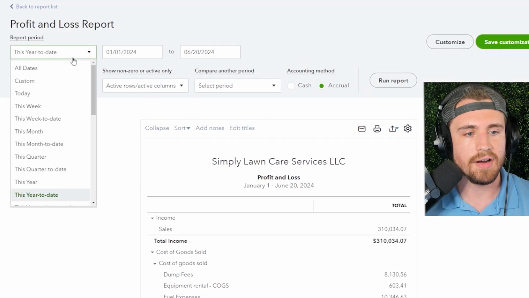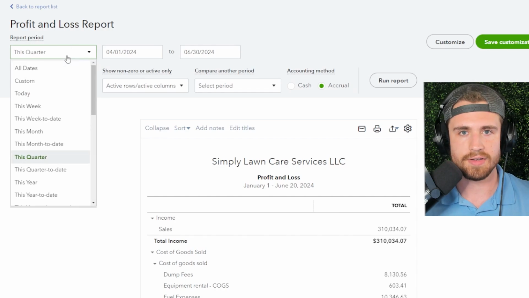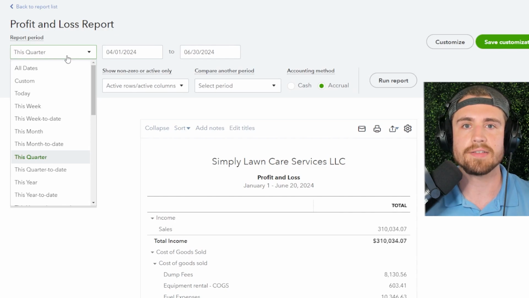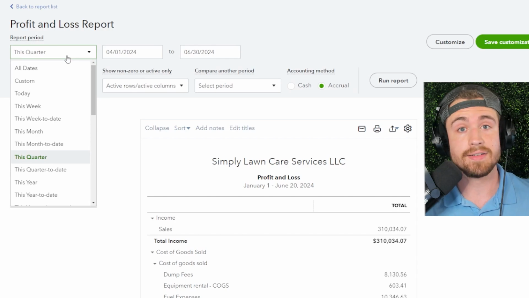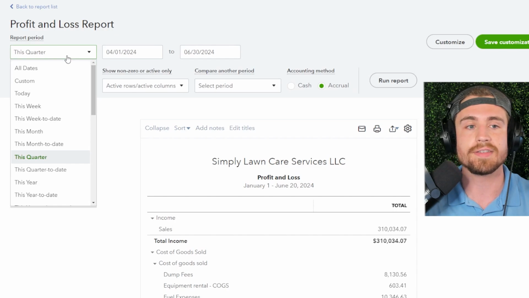Now we're going to start off with looking at this quarter. And the reason I'm going to do that is we're a seasonal business. So we do landscaping, and because of that, in the first quarter, January, February, March, we do snow removal. Now, if you have a bad season, that can be a negative quarter for you. If you have a good season, it can be positive.